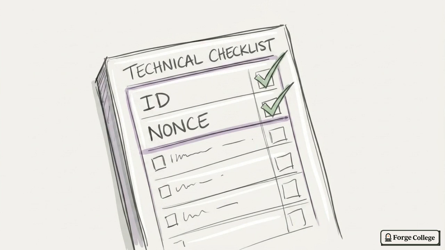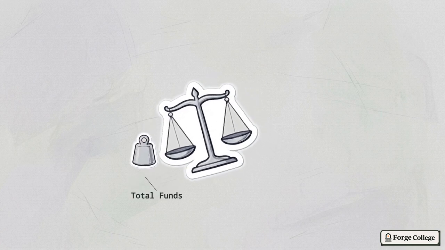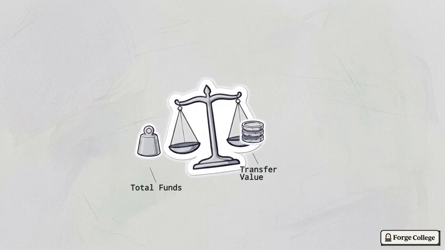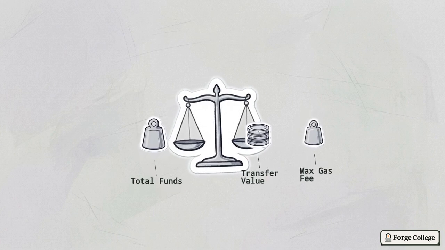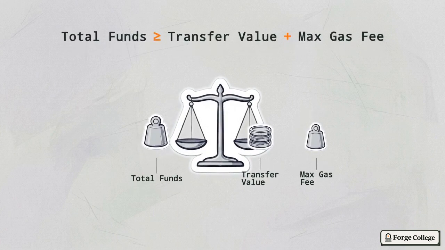Our bouncer has verified your ID and your place in line. Now for step 4, the cover charge. The node checks your balance to make sure you can afford the minimum fee to use the network. This scale shows the calculation. The node weighs your total funds against 2 things: the amount you are sending and the maximum possible fee, or gas, the transaction might use. You must have enough to cover both before the bouncer lets you in.